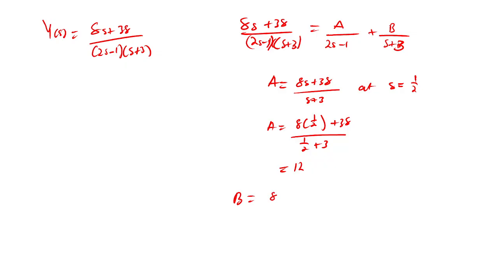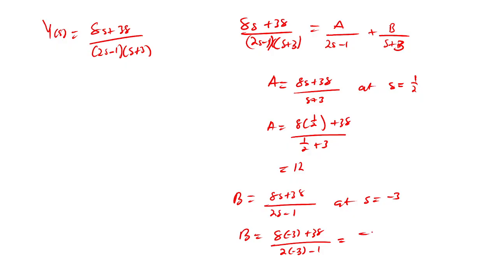12. Let's do B. B is going to be 8s plus 38 all over, we're not going to consider the factor of B, so it's going to be 2s minus 1, at s equal to negative 3. So B is 8 times negative 3 plus 38 all over 2 times minus 3 minus 1. What is the final answer? Negative 2.